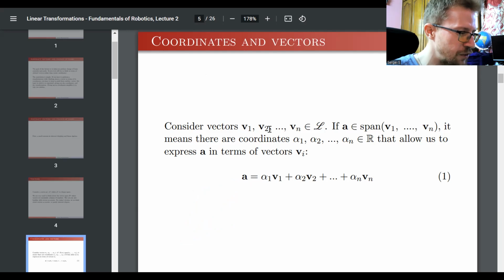Now I think it is clear what we have done here. We just found A as a combination of v1, v2, etc. Good.